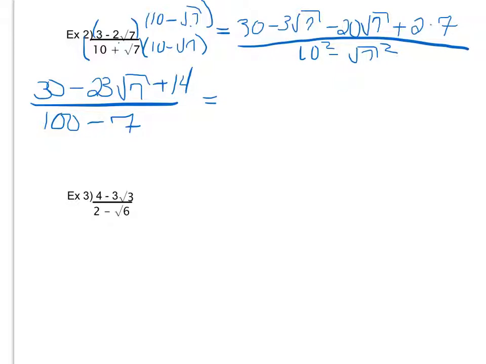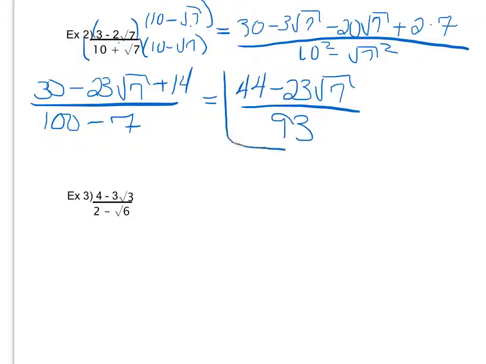I can combine the 30 and the 14, giving me 44 minus 23 square root of 7, all over 93. And that's the best I can do. Nothing else I can simplify. Looking at the next example, this would be a good one for you to pause the video and try it before continuing on.